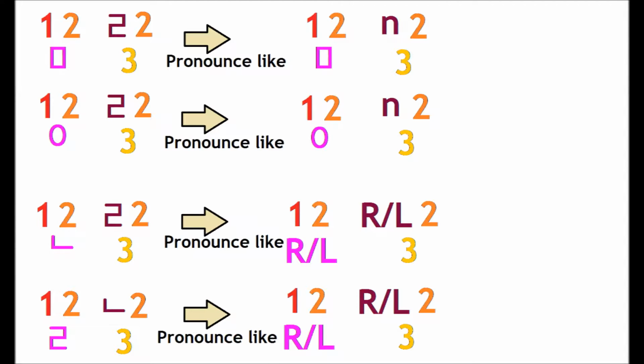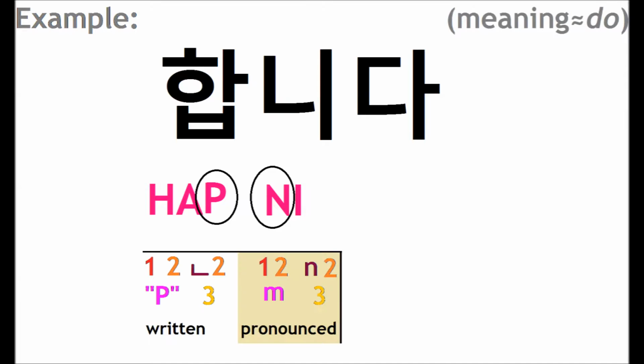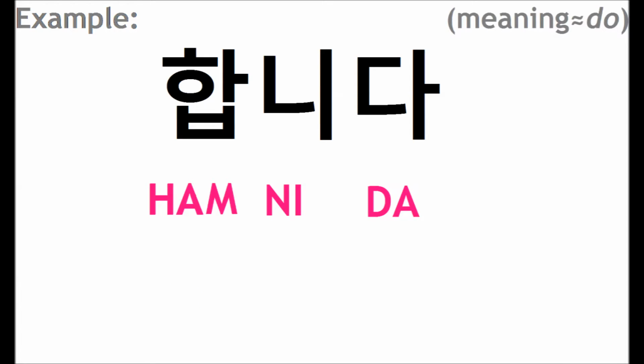Now let's go back to our example. We thought this word might be pronounced HAPNIDA, but since we have a P sound at the end of one syllable and an N sound at the beginning of the next syllable, that means consonant assimilation. Let's go back and look at the chart we made and see what it says. According to our chart, a P sound at the end of one syllable plus an N sound at the beginning of the next syllable is pronounced as MN. So these two syllables are pronounced ham, ni. The third syllable is still da. This word is pronounced HAMNIDA.